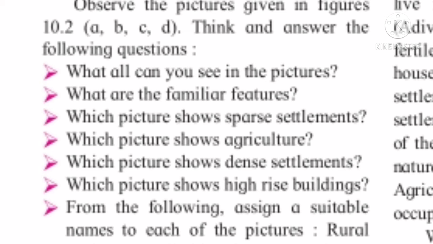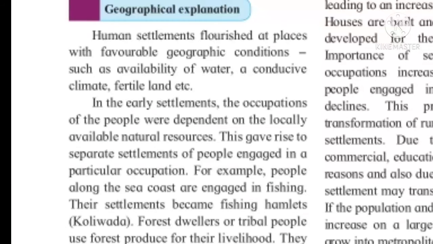Now the next question for us is, from the following assignment, assign a suitable name for the pictures, like rural settlement, tribal hamlet, towns and cities. So in that way we can label 10.2A as rural settlement and 10.2B as city, 10.2C as tribal hamlet and 10.2D as towns.